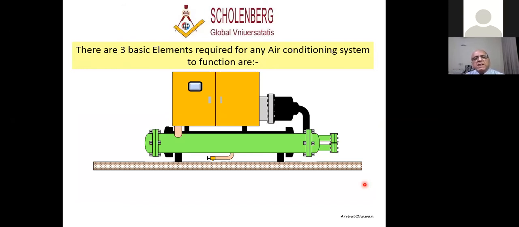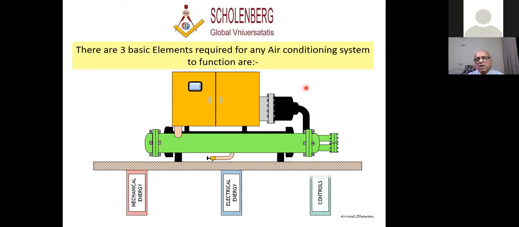So there are 3 basic elements required for any air system to function. What are the 3 elements? 1, mechanical energy. 2, electrical energy. 3, control energy. So you should have knowledge of these 3 domains applied to air conditioning.